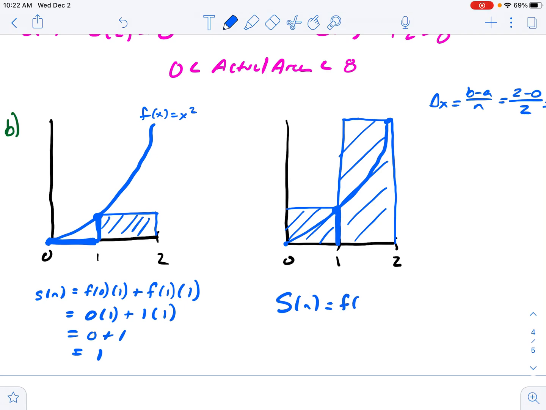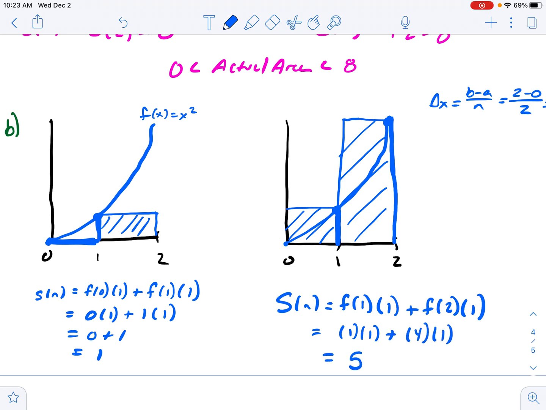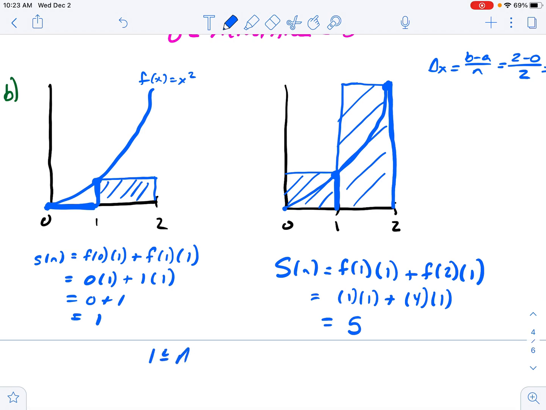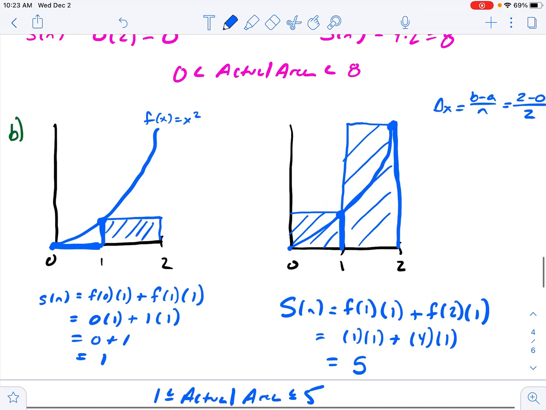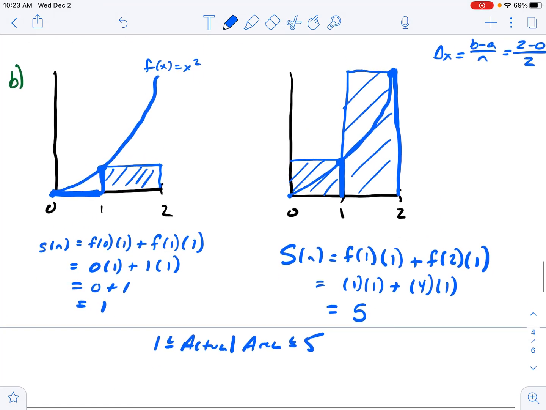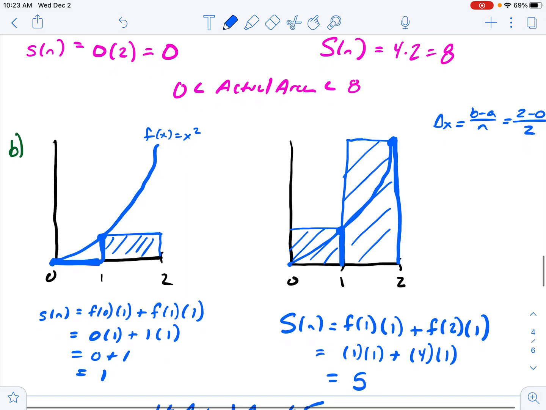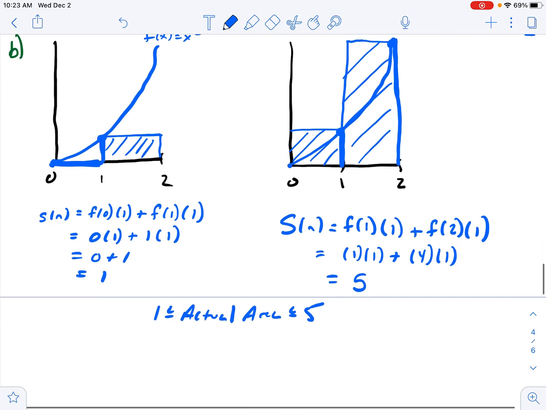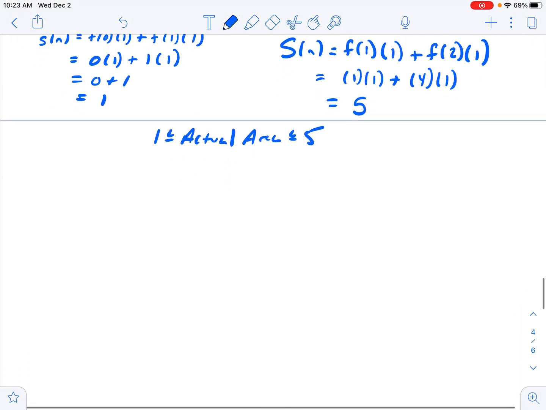Using function notation, height of the first rectangle, I wanted the height at 1, so f of 1 times a width of 1, plus second rectangle, I went up to the function at 2, so the y value at 2 times our delta x of 1. 1 squared is 1, 2 squared is 4, 1 plus 4 is 5. So now we see that the actual area is somewhere between 1 and 5. So what happened? The interval for the actual area went down, right? We increased the number of rectangles. It looks like we're getting a better approximation.